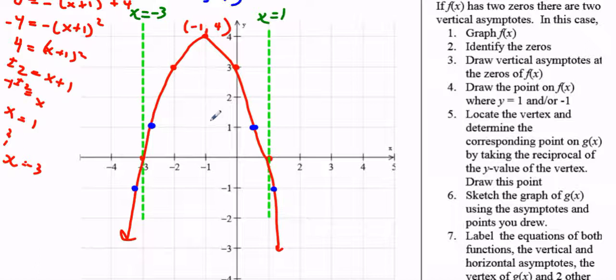So I know that my new point on my reciprocal function is going to have the same x value, but the y value is going to be 1 over 4. It's going to be the reciprocal of 4. So 1 over 4 is 1/4, so I'm just going up a wee bit here, and I know that this is going to be a point on my new reciprocal function. Okay, now it says sketch the graph using the asymptotes and the points you drew.